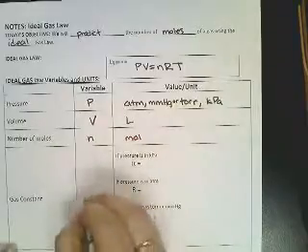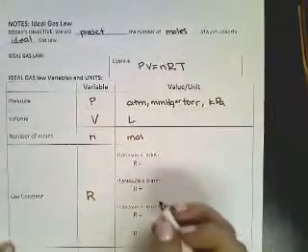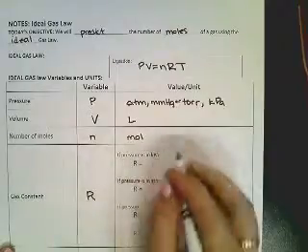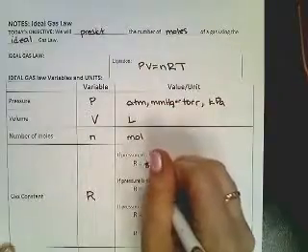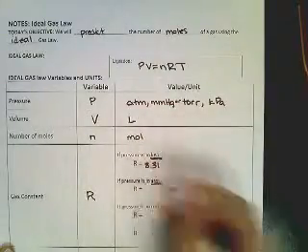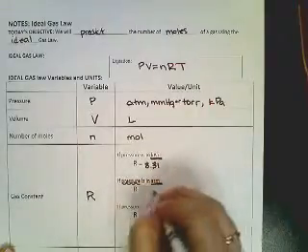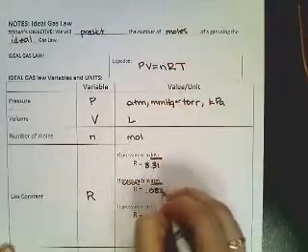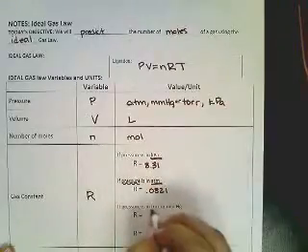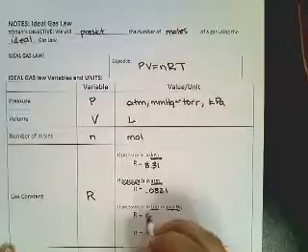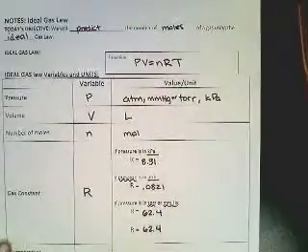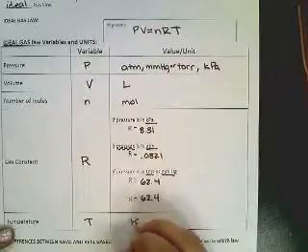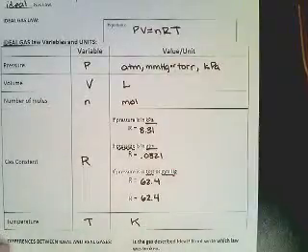Now the gas constant is our new one. It's R, and it changes depending on the pressure. If the pressure is in kPa, we will be using 8.31. If the pressure is in ATM, 0.0821. If it's in torr or mmHg, 62.4. Lastly, temperature, T, has to be in Kelvin. That's my ideal gas law.